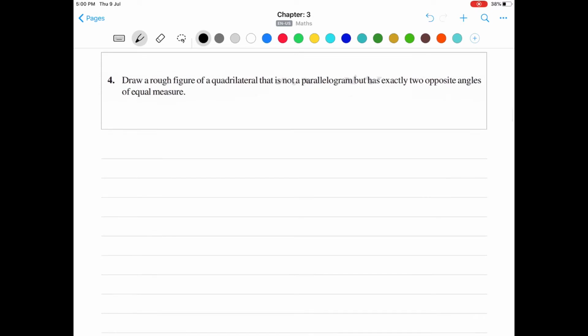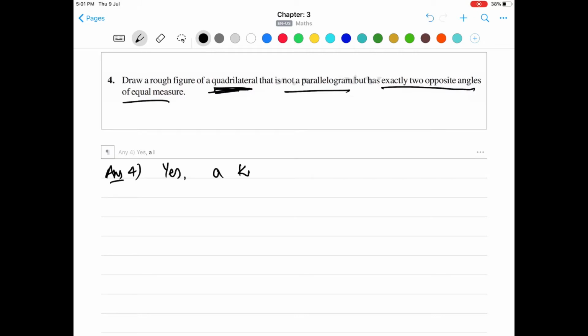It says draw a rough figure of a quadrilateral that is not a parallelogram but has exactly 2 opposite angles of equal measure. So my question is, can there be a quadrilateral which is not a parallelogram but has exactly 2 opposite angles of equal measure? The answer for this one is yes. Answer number 4: yes.